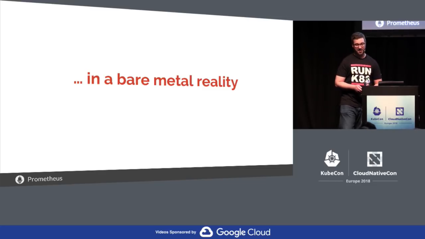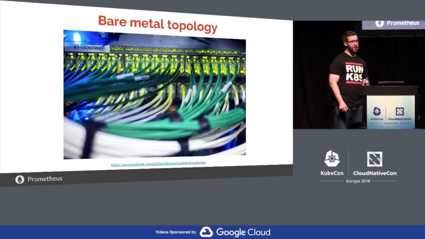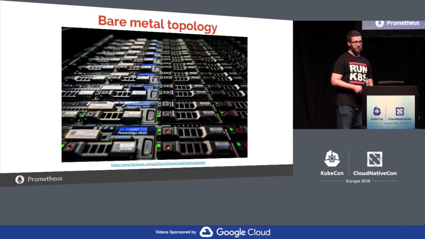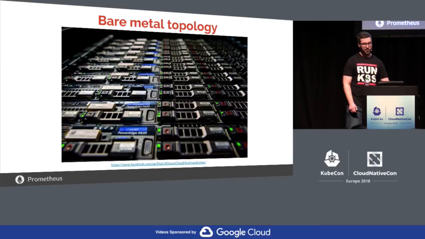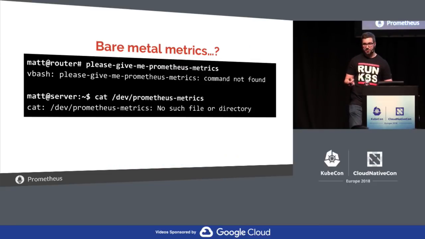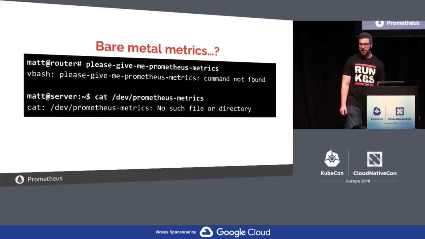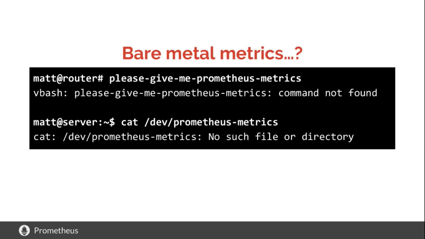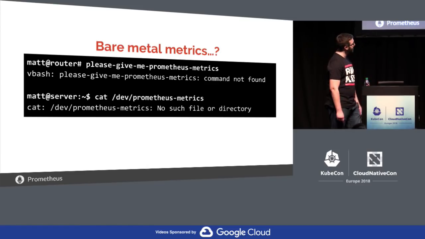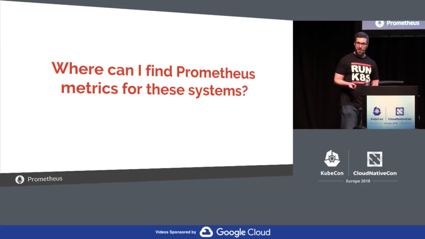some of us live in a bare metal reality. We've got all of these switches and core routers and spine switches and top of rack switches. And we've got these racks upon racks of bare metal servers. So naturally, I log into the router and I say, please give me Prometheus metrics. Seems like a very polite thing you would ask a router. Oh, no such luck. What gives? Okay, so Linux is pretty open source friendly, so there's probably a Prometheus metrics device file, right? Oh, no such luck.